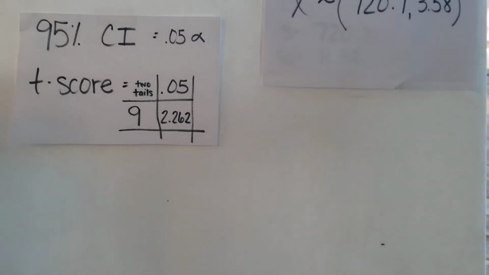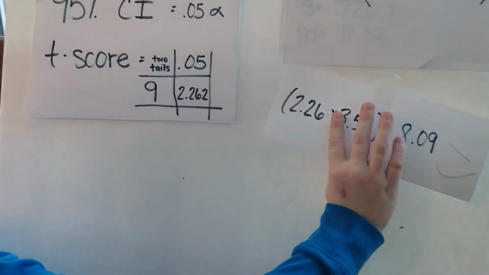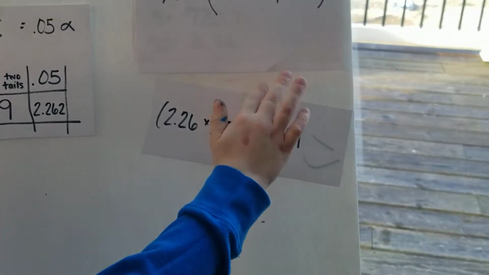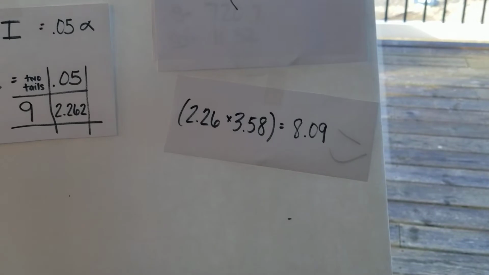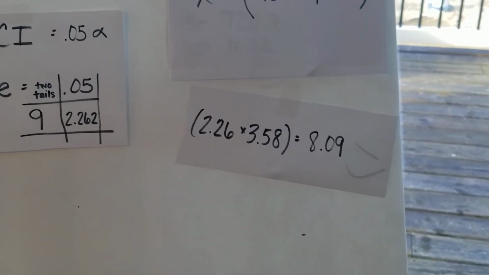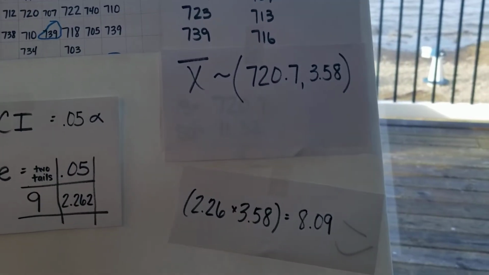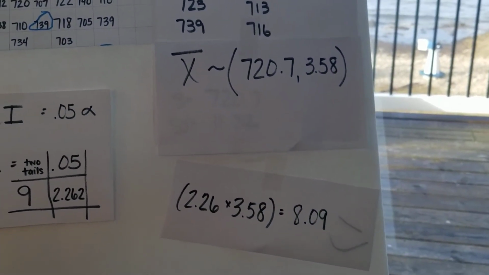All right, so Jansen, let's see the math. What happens if we multiply 2.26 by 3.58? We get 8.09, exactly. All right, 8.09. So what we can do then is add 8.09 to our mean and subtract 8.09 from our mean.